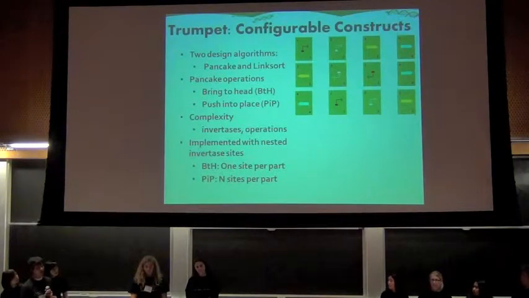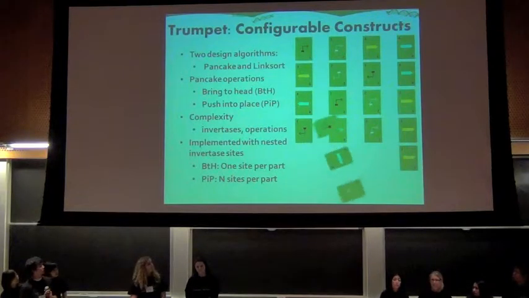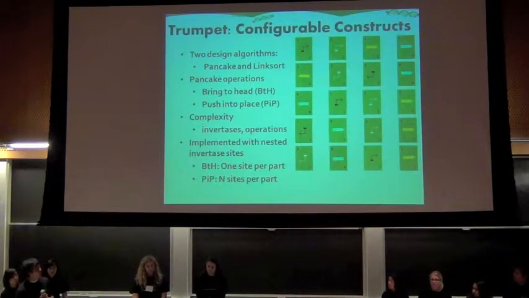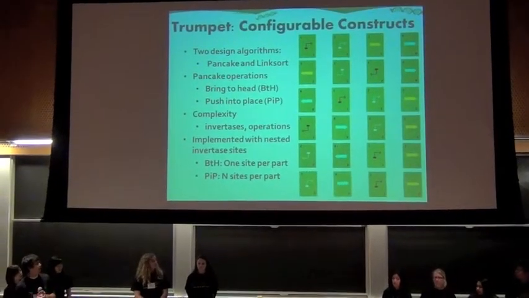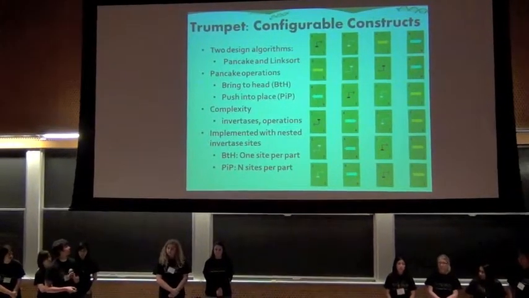We're going to repeat these operations on the rest of the parts. So again, bring to head, push into place. We now have our desired permutation, 2, 4, 1, 3. We're going to do one last operation to give our parts a proper orientation. And there we have it, our final desired construct with proper orientation and order.